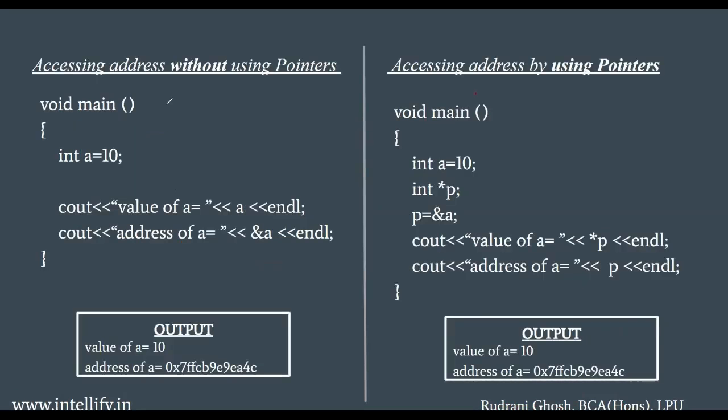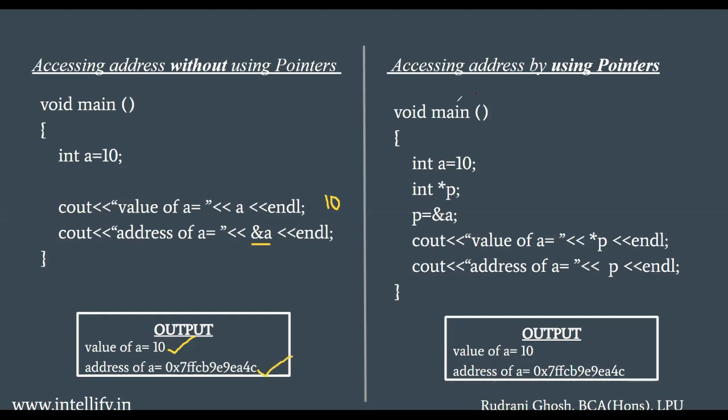Whenever we have to access the address without using pointers, we will be only using the address of operator. So if I write int a is equal to 10, I will simply print the value of a, writing cout value of a is equal to a. So output will be 10, and cout address of a, we will just mention ampersand in front of a, and whatever the address of a, we will be getting it. See here in the output, the value of a is equal to 10, and address of a is a hexadecimal number, so you will be getting it.